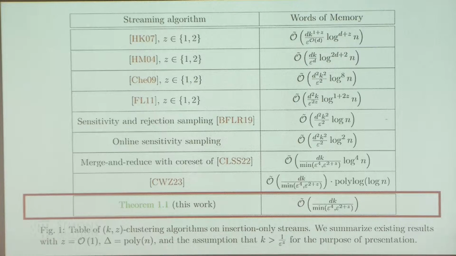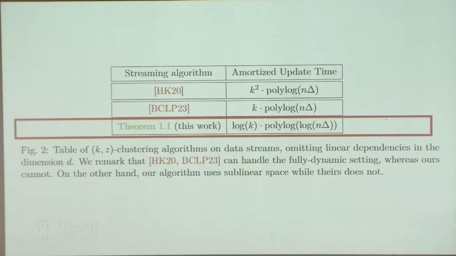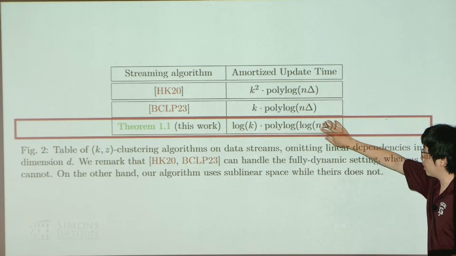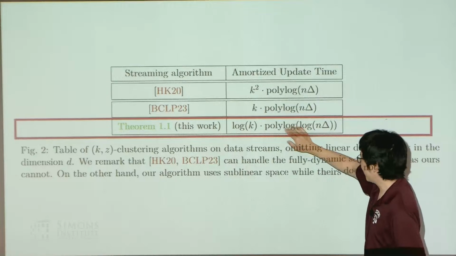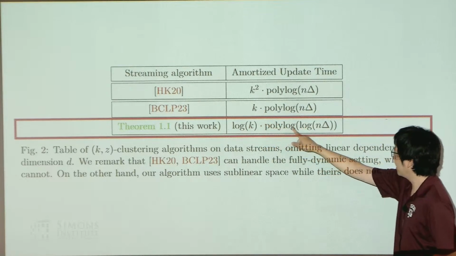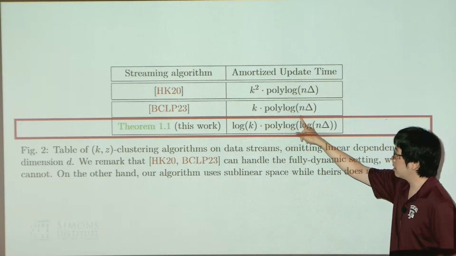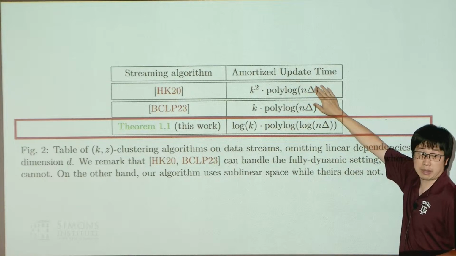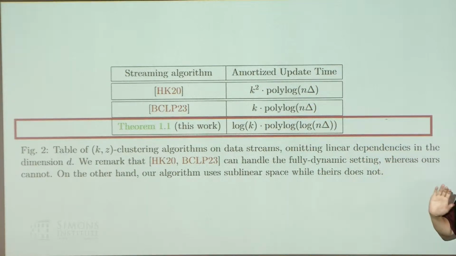So that's space. Now for update time, there's been less work done on this. But the previous works all maintain some kind of core set. And they get amortized update time either k squared or k, some polynomial dependency in k. Now, I should say that these results are not really comparable to ours. Ours looks better because we have a log k instead of a k, and polylog n instead of poly n. But these works work in the fully dynamic setting where you can add and delete points. And we really require the fact that our stream is incremental, so we can only add points.